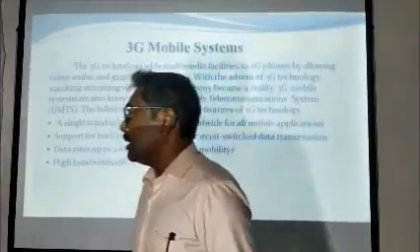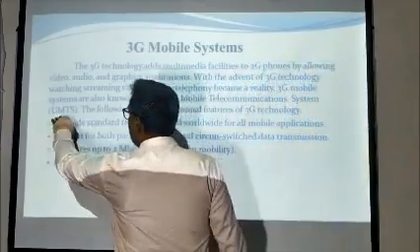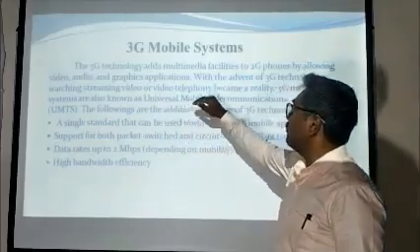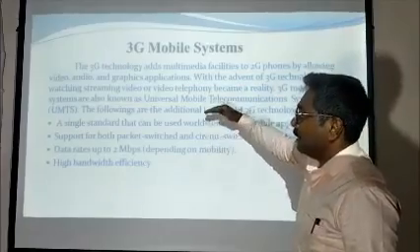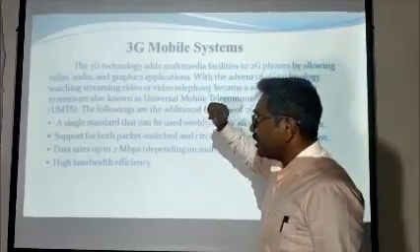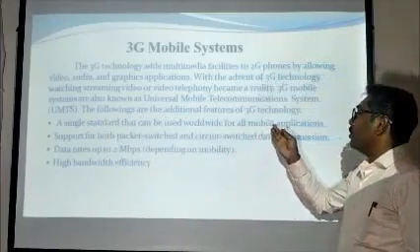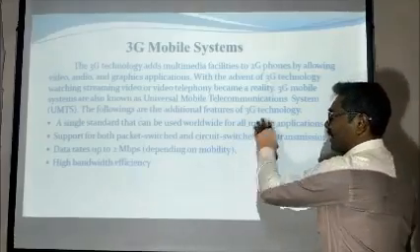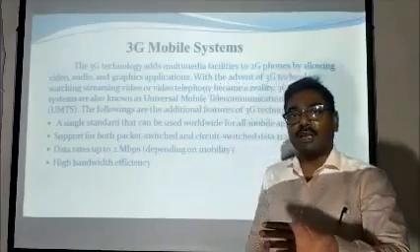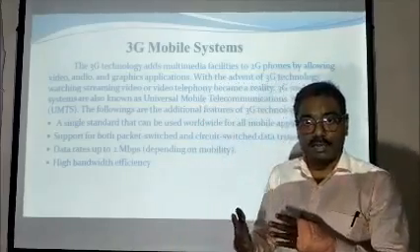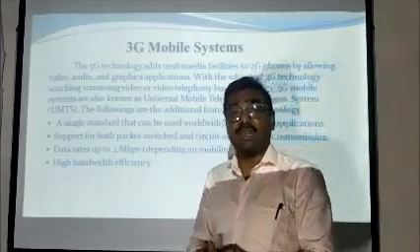In the case of third generation mobile communication, the GSM technology has been converted to UMTS, that is Universal Mobile Telecommunication System. Now these are the different facilities we get from a 3G mobile phone. First, a single standard that can be used worldwide for all mobile applications. This is the main thing. After 2G, mobile applications were not standardized. That means an application used by one company cannot be used by a different company.